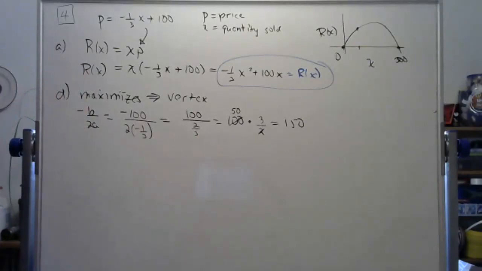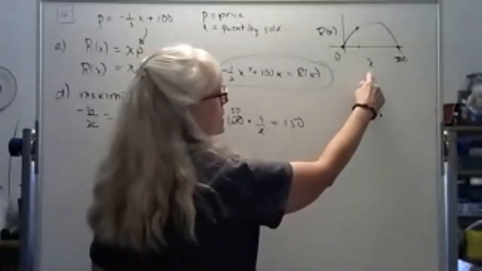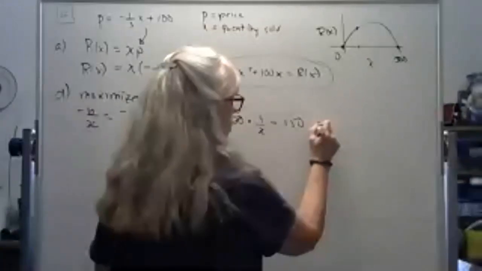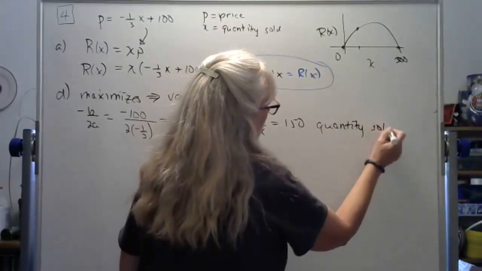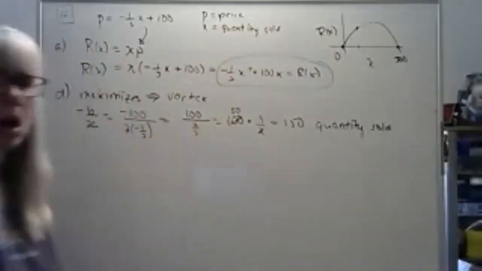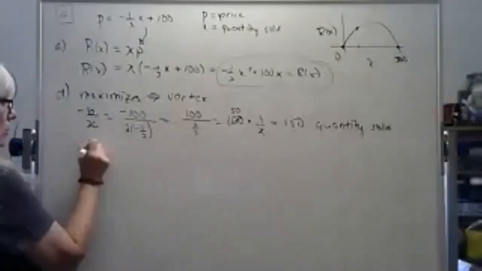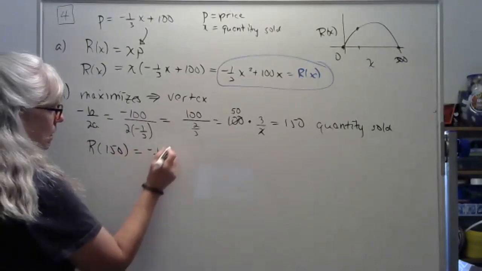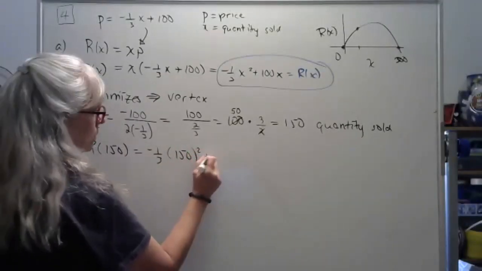So, okay, what does that mean? Well, again, according to our picture, this is the x-coordinate of the vertex. The x-coordinate of the vertex is the number that we're selling. So this is the quantity sold. So to get the most revenue, we need to sell 150 of our snowboards. Then what is the revenue? So then we would plug that back in to figure out the maximum revenue.